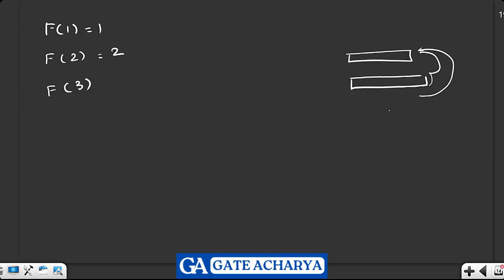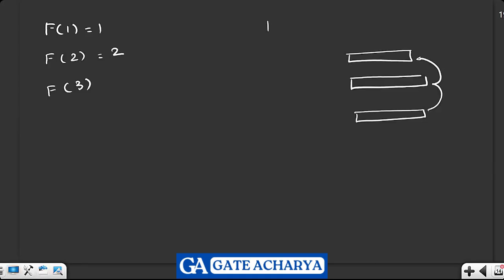Let me show you. If I introduce one more stair here, what are the possibilities? Let's work out the logic. First case, she can climb each stair one by one. So that is one way.